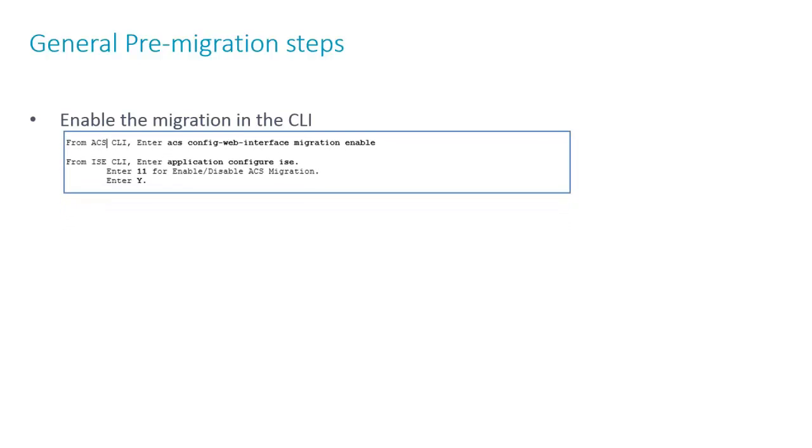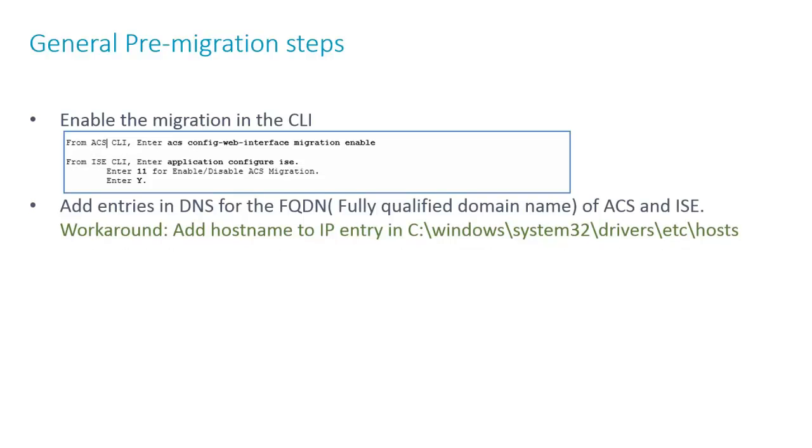There are a few other important pre-migration steps. Those are enabling the migration interface using the CLI in both ACS and ISE. So you have to log into the ACS CLI and enable the config web interface, and also you need to enable the migration in ISE using the ISE CLI. This is a very important thing to do for the migration tool to connect to both ACS and ISE.